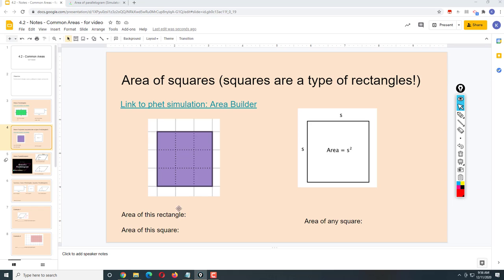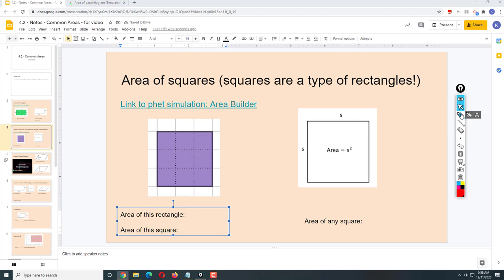Squares. Well, squares are also rectangles. They're a type of rectangle. So we know this one. There's 1, 2, 3 down here, 1, 2, 3 up here. When the length and the width are the same, we have a square. So it's really 3 times 3.